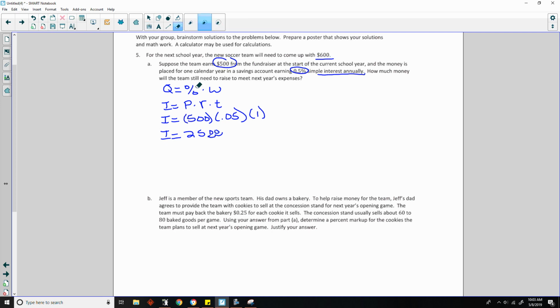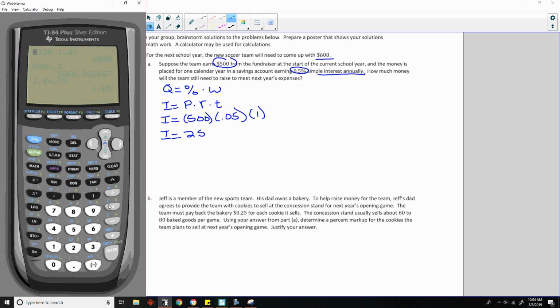So it's $2,500 times 0.05 is, there's another decimal place there. So let's not do it that way. I don't want to confuse you with the decimal places. Okay, so let's just do this. 500 times 0.05 equals 25.